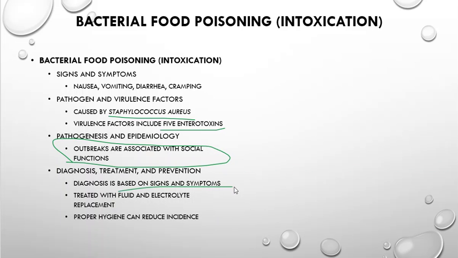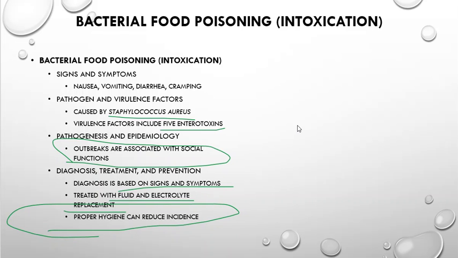Diagnosis: signs and symptoms. Fluid and electrolyte replacement, that's going to be the main thing. This is kind of intense, but it's generally short-lived. Proper hygiene, yeah, but it's more about protecting your food and making sure you don't leave it out, especially things like potato salad. Mayonnaise is infamous for breeding Staph aureus.